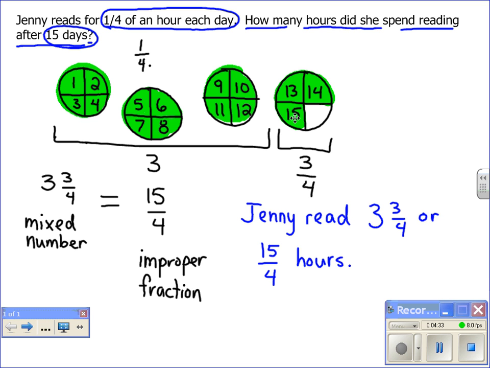So whenever I'm working with fractions, I like to remember the strategy of drawing pictures because for some reason when I draw a picture, fractions just seem a lot easier to work with.